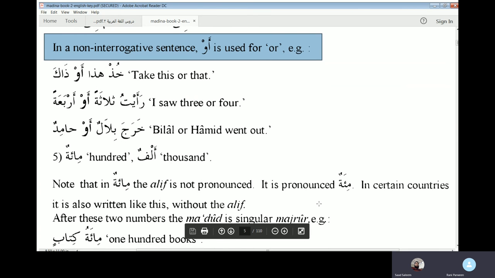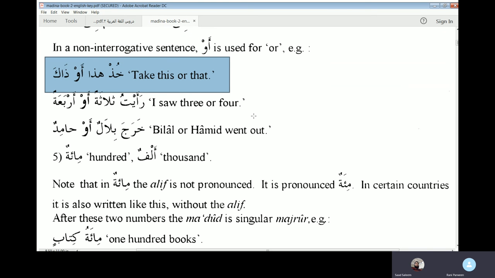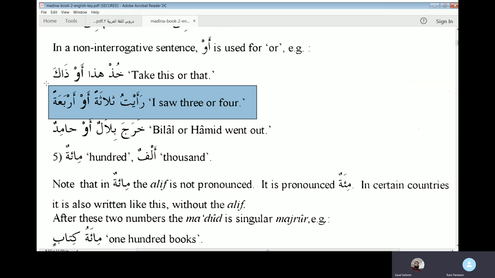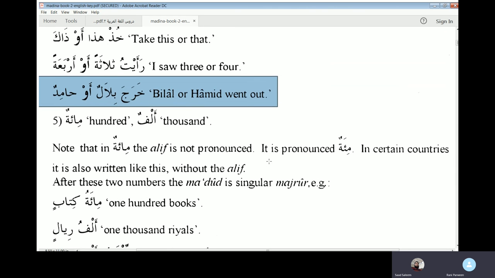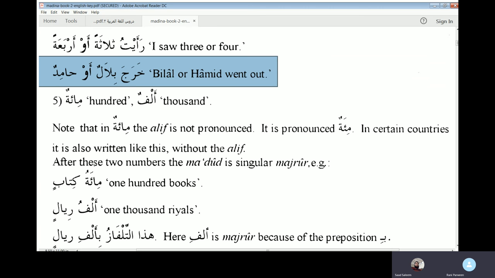In a non-interrogative sentence, aw is used for or. For example, khudh haza aw dhaka. Take this or that. Ra'aytu thalathatan aw arba'atan. I saw three or four. Kharaja Bilalun aw Hamidun. Bilal or Hamid went out. Okay. Miyatun.